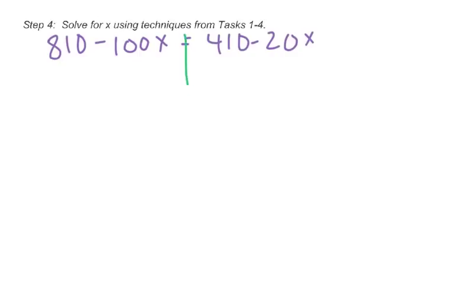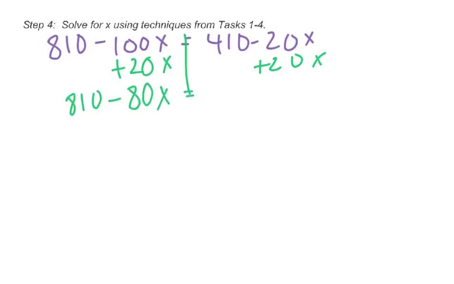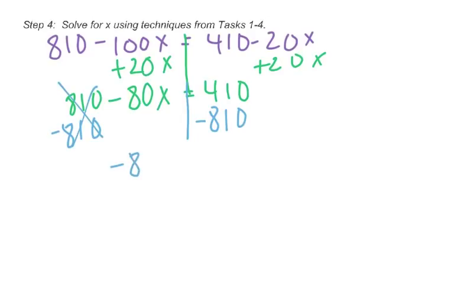So we're going to draw our line down the equal sign. I'm going to start by adding 20x to both sides. Okay, and I get 810 minus 80x equals 410. And now I'm going to move this 810 over to the right side by subtracting it. Those cancel, and on the left-hand side I'm left with negative 80x equals negative 400.